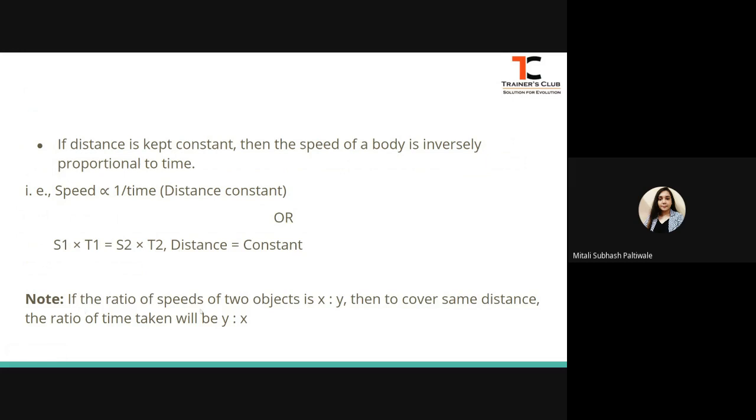Now look at this, there is a note. If the ratio of the speeds of two objects is x is to y, then to cover the same distance, the ratio of time taken will be y is to x. So y is to x would be the time taken by the objects, and the speed would be x is to y.